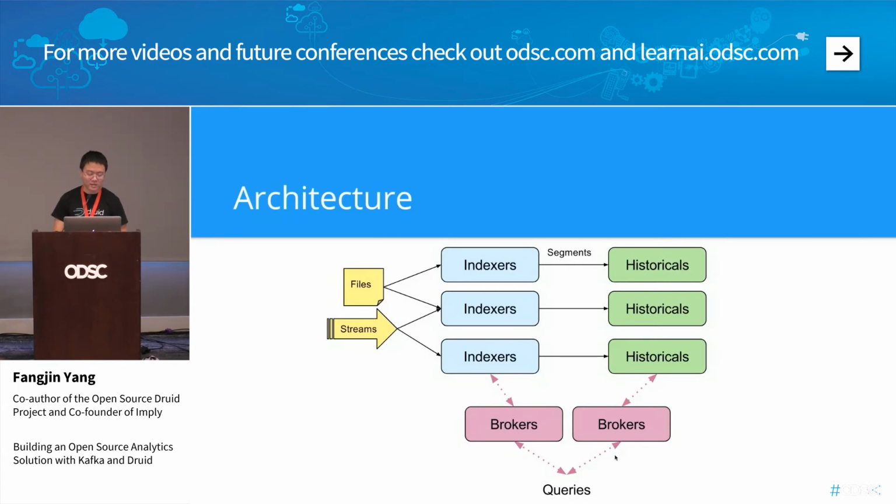So there are three main processes associated with Druid. There's the stream that comes in. The indexers build it and turn it into a format that's very good for queries. The historicals answer queries, and the brokers forward queries from various applications and clients.